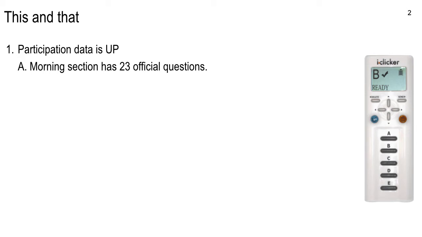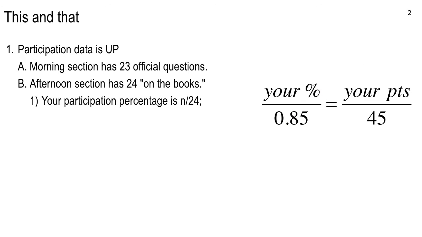One says clicking answers as of 10/26, and one says clicking correct as of 10/26. All right, now the morning section has 23 official questions, and this section has 24. So we're a little bit different from the morning class for now. Eventually we'll get them evened out.